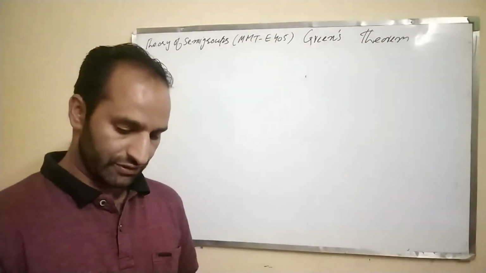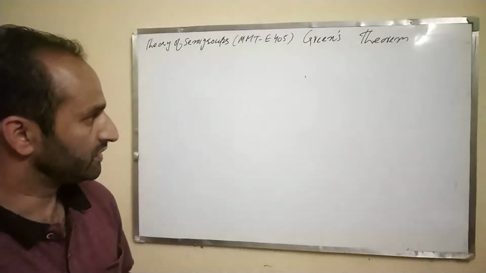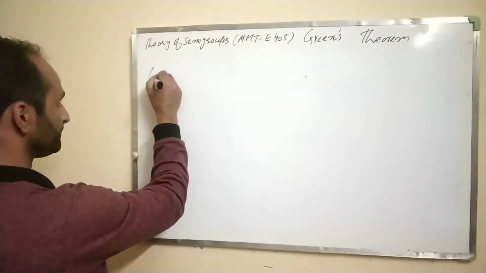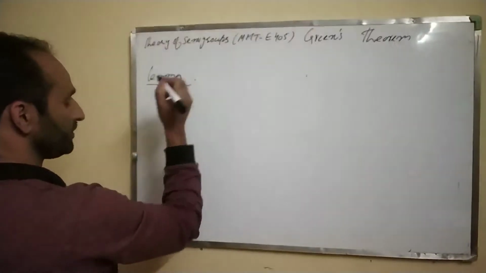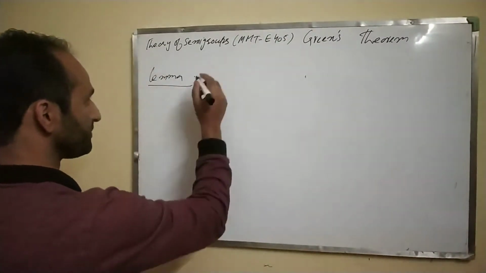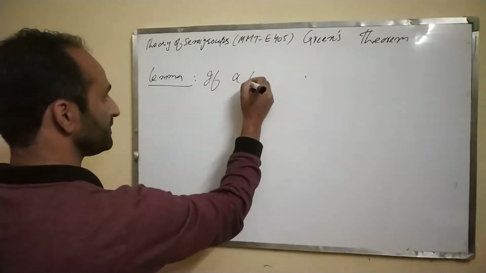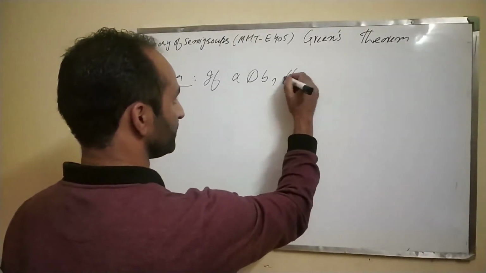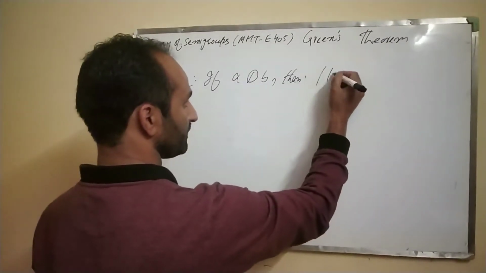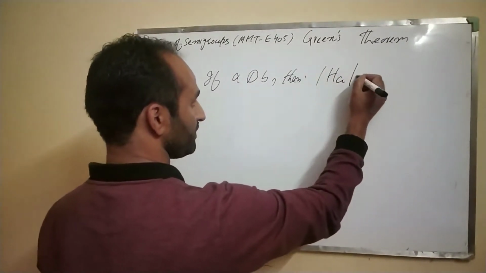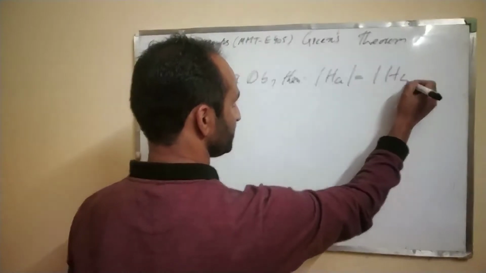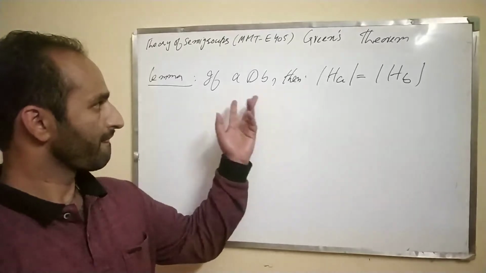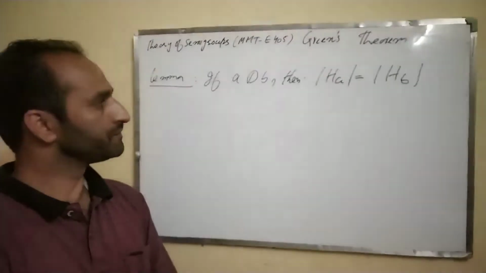Let me first recall the lemma which we have done in the previous lecture. It states that if A is D-related to B, then there is a bijection from the H class of A to the H class of B. That means their cardinality is the same. There is a bijection at that time if A and B are D-related.